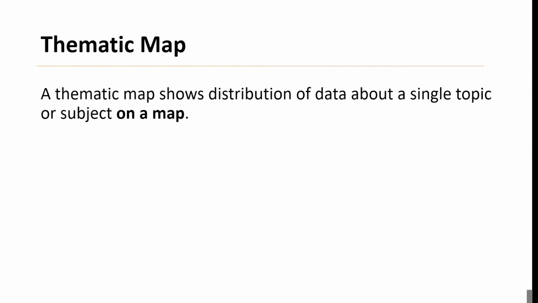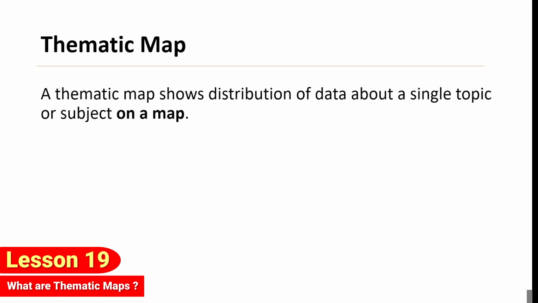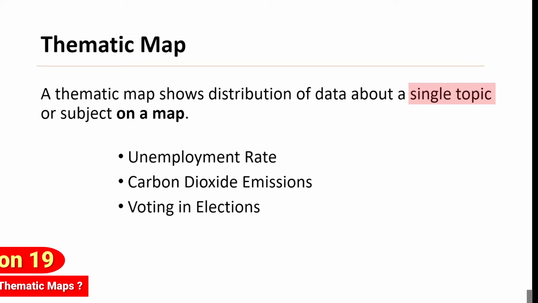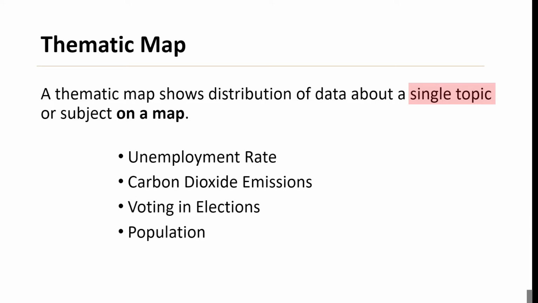A thematic map shows distribution of data or a data variable about a single topic or subject on a map. So what could this single topic be? It could be anything. It could be unemployment rate, it could be carbon dioxide emissions, it could be voting patterns in elections, it could be population distributions. So if we had data about a particular single topic, and if we can put it on a map, we have a thematic map. In this video, I will show you how we can use Google My Maps to create bubble maps and Choropleth maps.